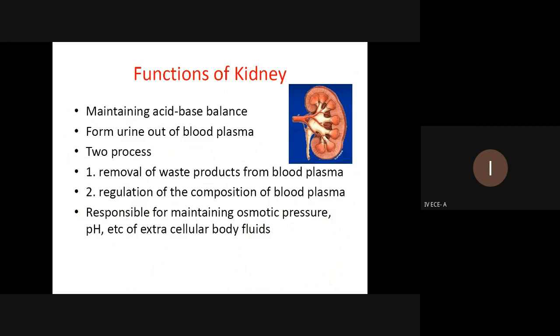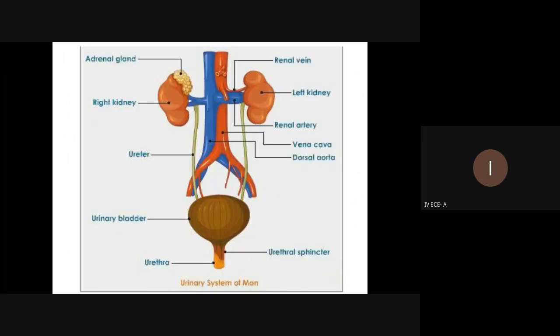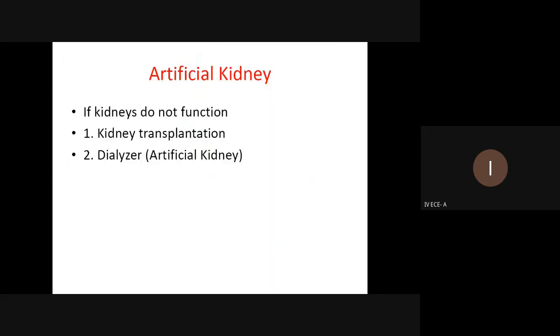The kidney maintains acid-base balance and forms urine out of blood plasma. There are two processes: removal of waste products from blood plasma, and regulation of the composition of blood plasma. These are the main functions of a kidney. It is also responsible for maintaining osmotic pressure, that is pH, etc., of extracellular body fluids. This is the urinary system. The artificial kidney is used in kidney failure.